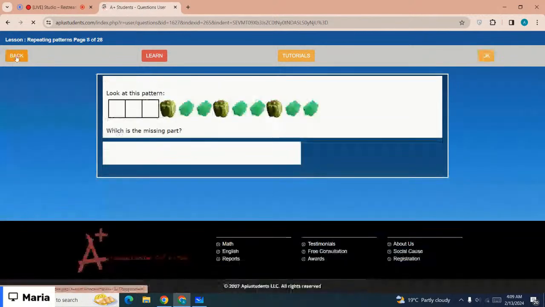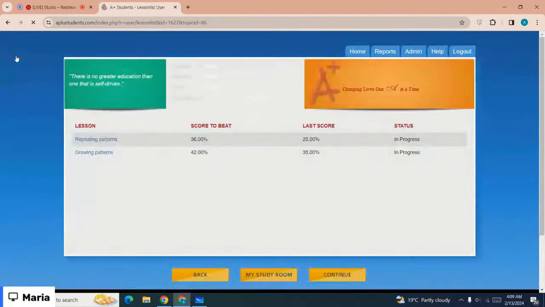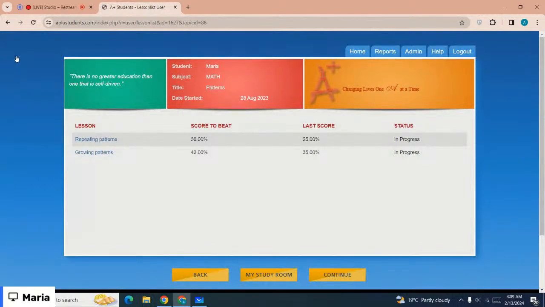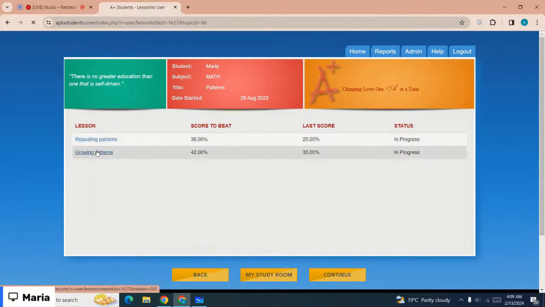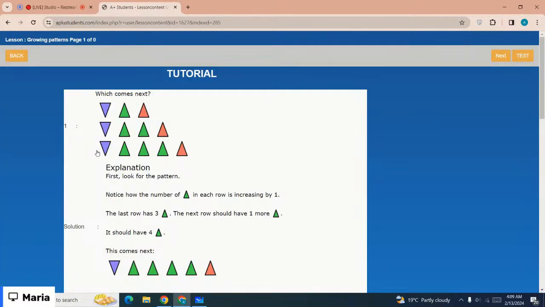Okay, you can complete the lesson by yourself later today. Let's just move on to the next lesson. The next lesson is growing patterns, right? What are growing patterns? We're going to see the growing patterns. Please focus on the lesson.